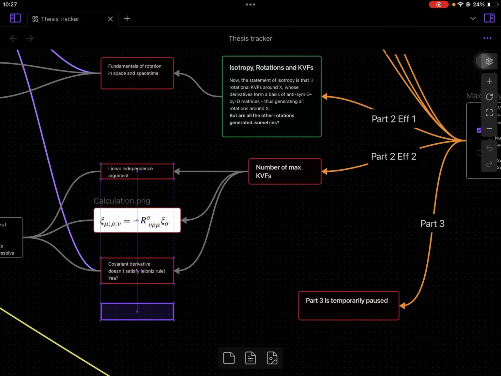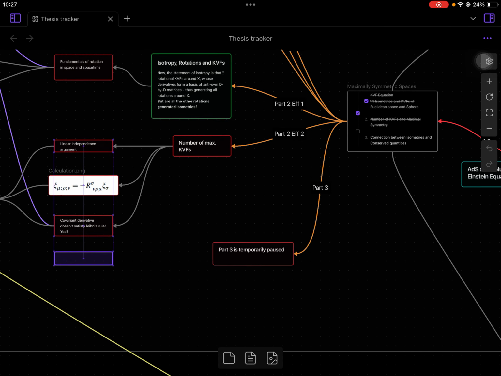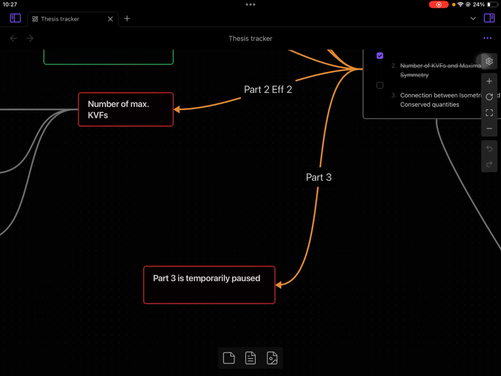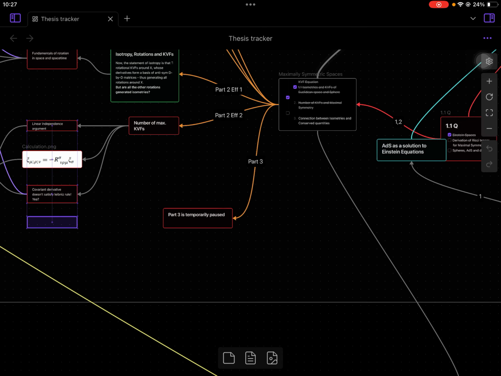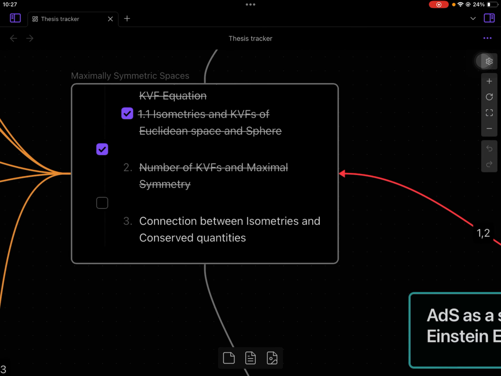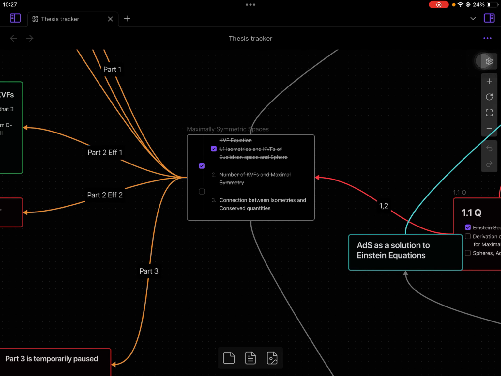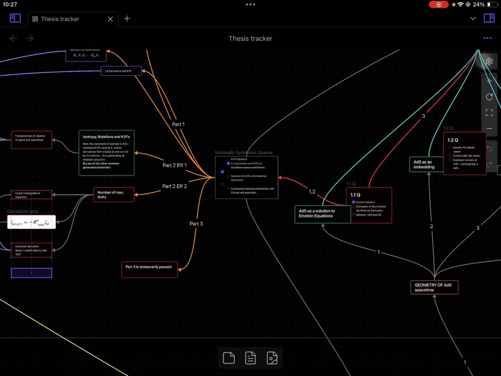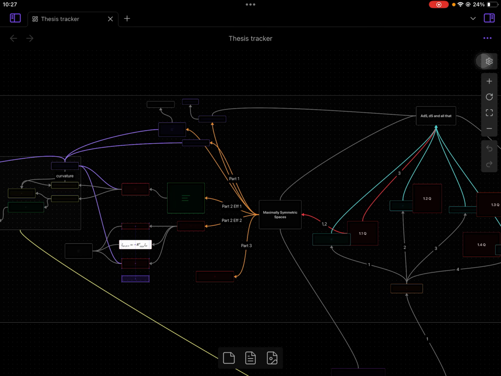So that's the whole of part 2 of maximally symmetric spaces, and part 3 is paused for now, where I connect isometries and conserved quantities, which I really want to do, because the whole point of isometry boils down to finding conserved quantities. Which are basically the symmetries of Einstein's equations, right? And with symmetries, you expect Noether's theorem to come around and talk about conserved quantities. It should be a very nice end to the maximally symmetric story.